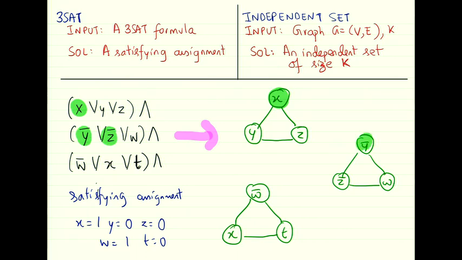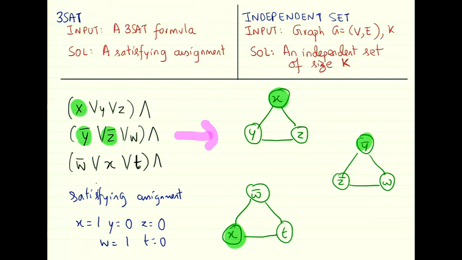And how are you satisfying the third clause? Well, w is 0, x is 1, and t is 0. Okay? So this is the thought process behind coming up with a reduction. I'm trying to encode solutions of one into solutions to the other. Now, this looks like an independent set because I picked one from each triangle, and they're not connected to each other. Everything's fine. So a solution seems to go to an independent set.